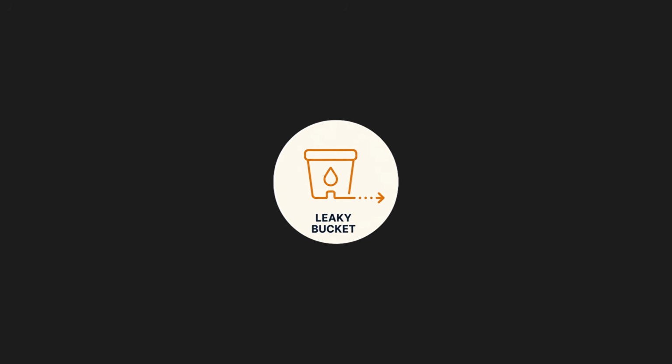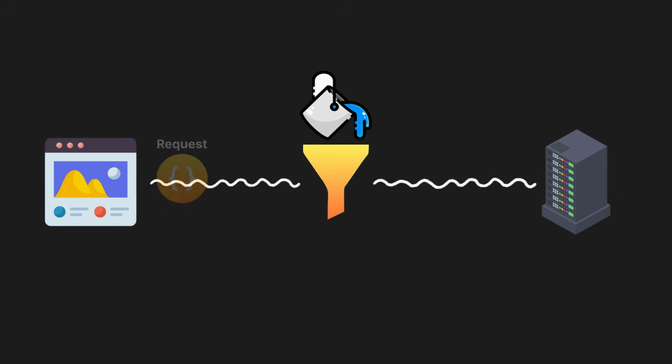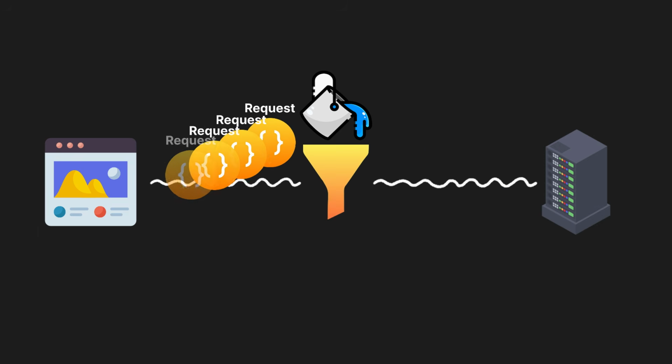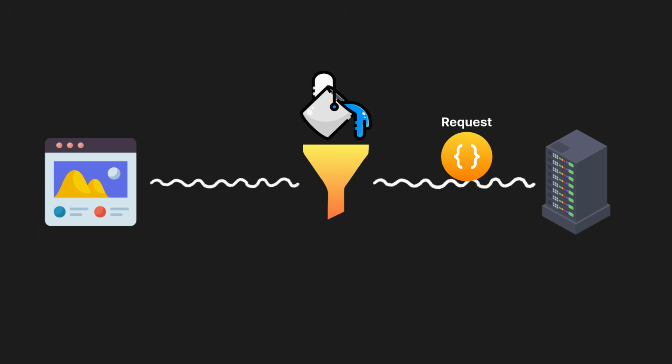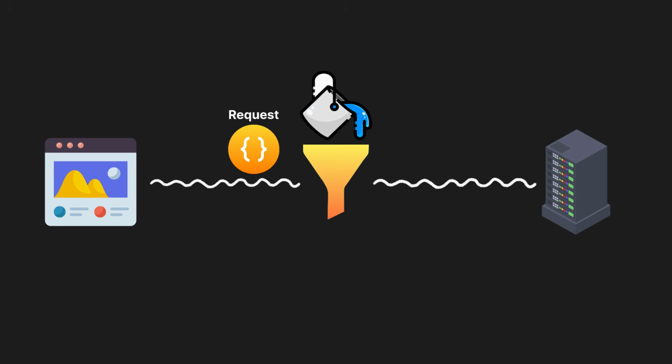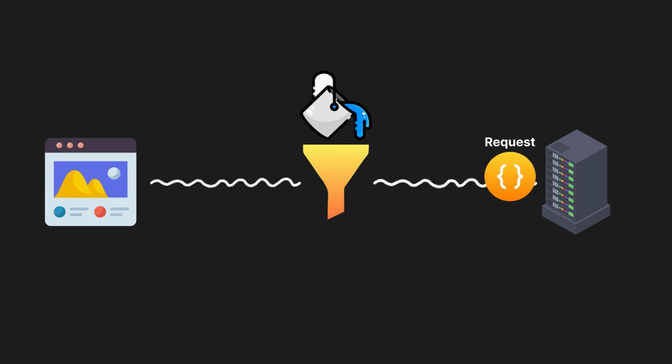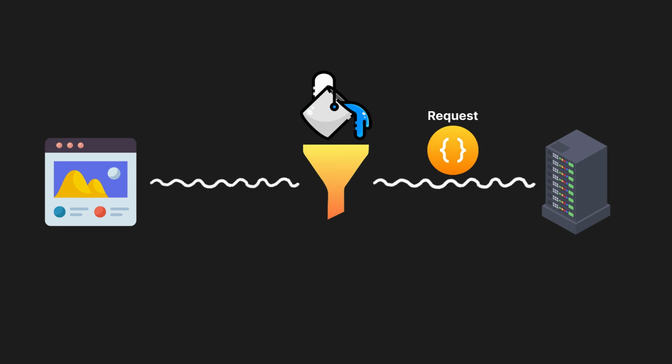Finally, there's the leaky bucket. Requests go into a bucket and they come out at a steady, fixed rate, no matter how quickly they arrive. If too many requests come in at once, the bucket overflows and the extras get dropped or delayed. While the token bucket allows short bursts of traffic, the leaky bucket keeps everything moving at a consistent pace. Different approach, same goal, keeping the load smooth and predictable.